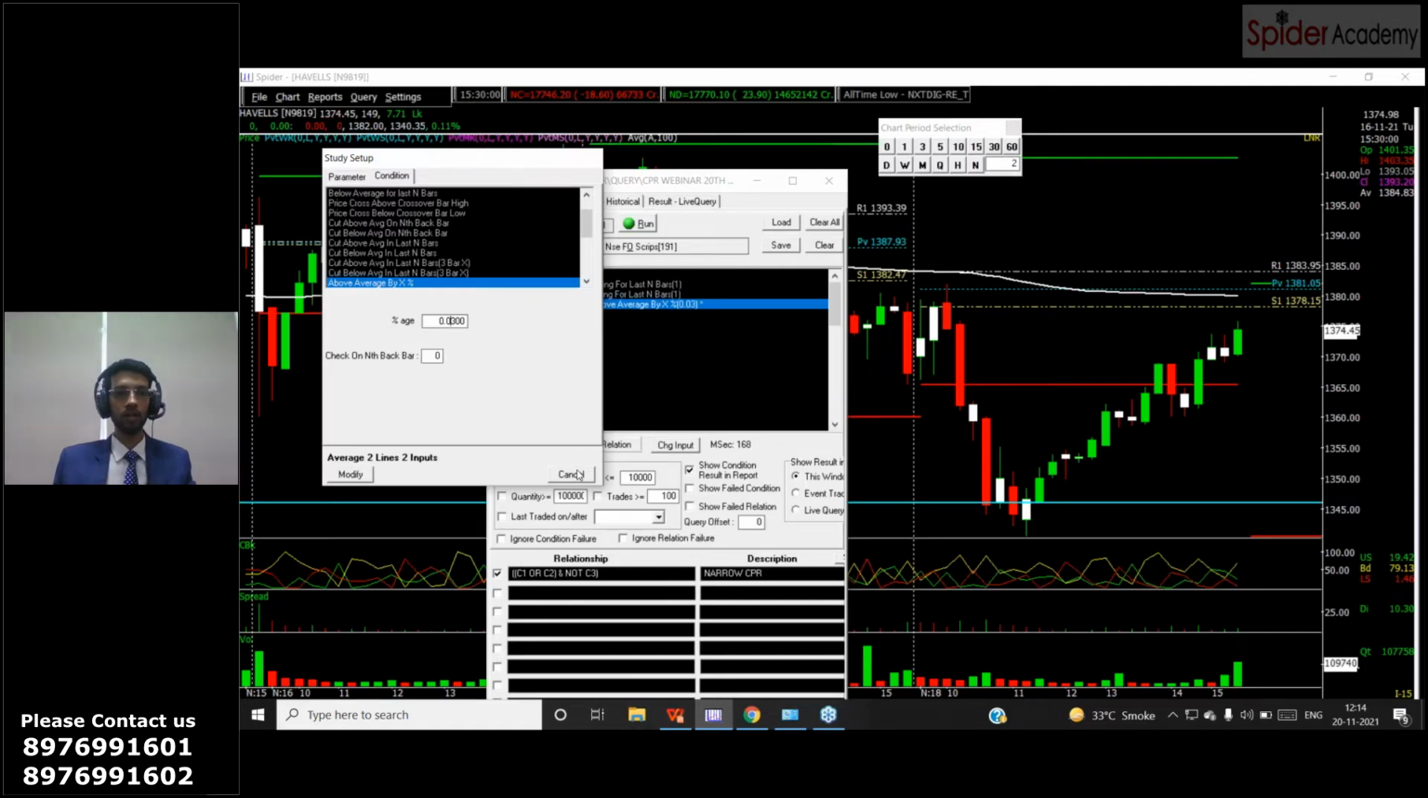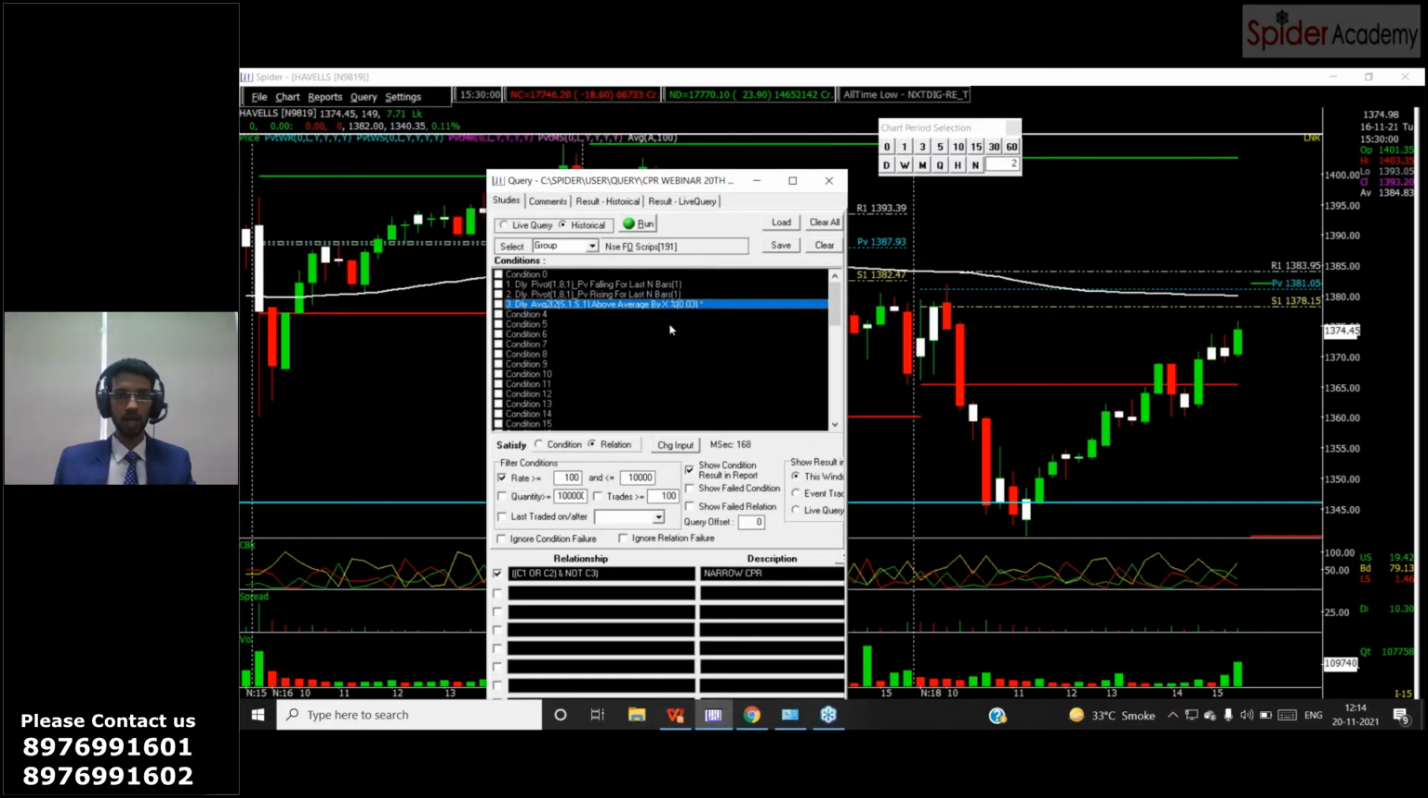Okay, then once I added this, I have to click over here and I have to go to here. You can see here the change input condition is there. Change input. So I have to click on change input.